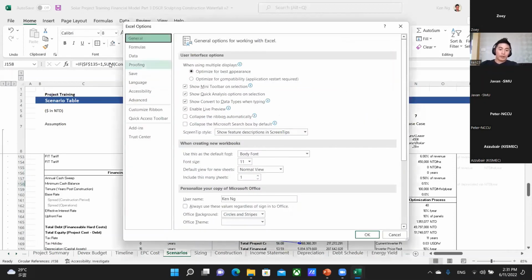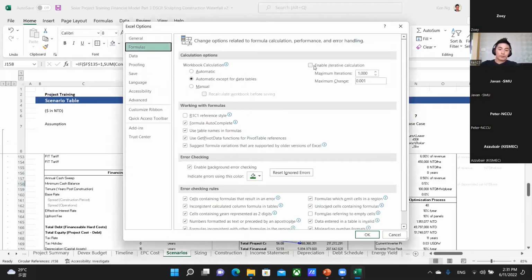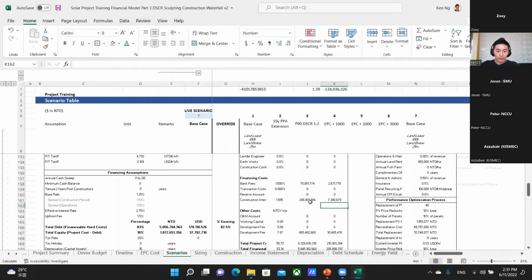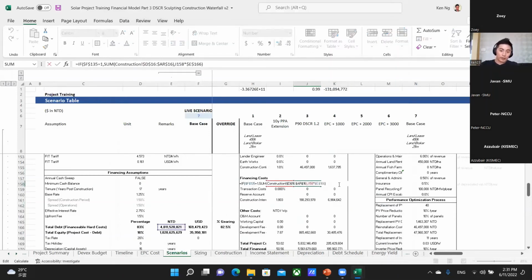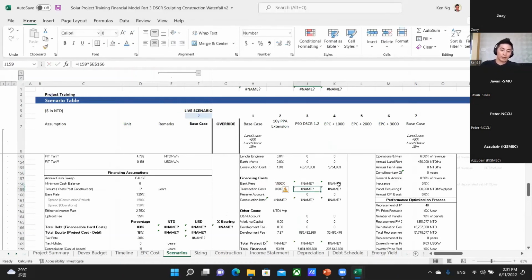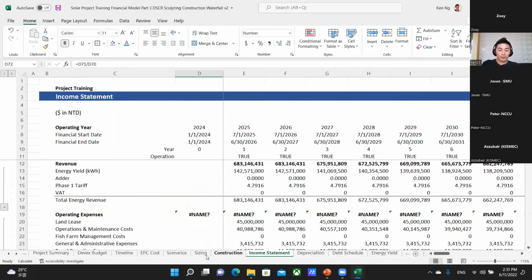Now, if we turn on iterative calculation and get rid of it, it's gone. But it's still highly recommended not to do this because, for example, let's say over here you make a bit of a mistake, right? And you create an error in the financial model, and the entire model is screwed up.